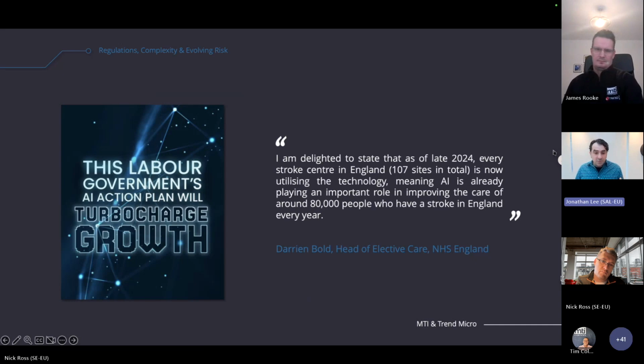And from an NHS perspective, if we look at where that's already being used, all of the stroke centres across England are using artificial intelligence to improve the care of the around 80,000 people that have a stroke in England every single year. When you think about that, that's amazing. That's better time to care and treatment and better patient outcomes.